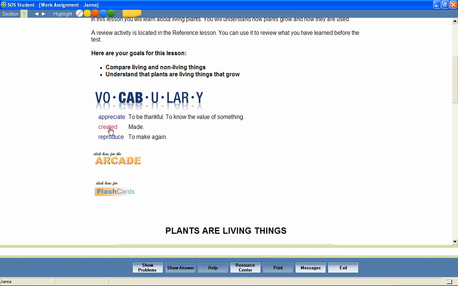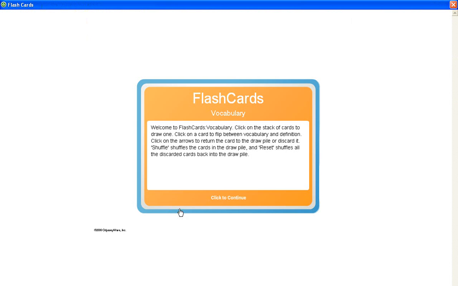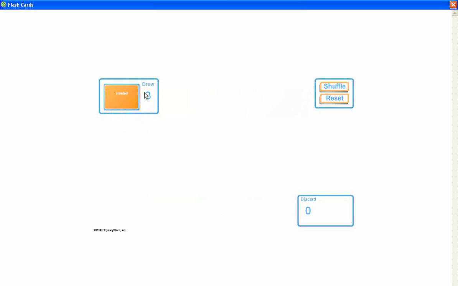In addition, the vocabulary arcade games encourage mastery of the vocabulary words by providing practice in the correct spelling of each word and in matching each word with its definition. Flashcards allow students to easily review the words and their definitions.